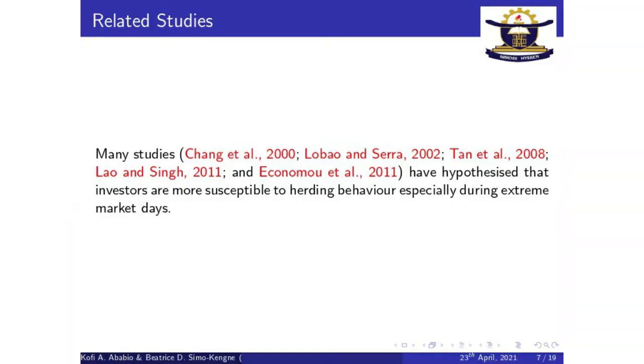Now, there's this hypothesis, according to Chan et al. 2000, Lobo and Serra 2002, Tan et al. 2008, Lau and Singh 2011, and Economou et al. 2011. They found that investors are more susceptible to hedging behavior, especially during extreme market days. So we expect investors to hedge, especially when the market is experiencing low market portfolio returns or extremely high market portfolio returns. We want to see and check if during the financial crisis in 2008, investors indeed exhibited the hedging behavior as indicated here.